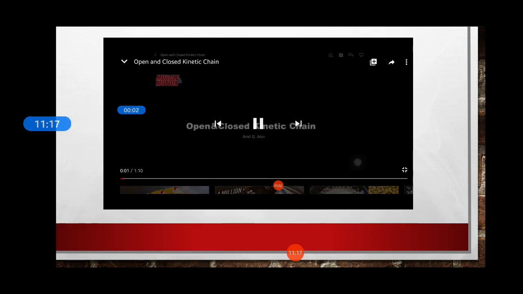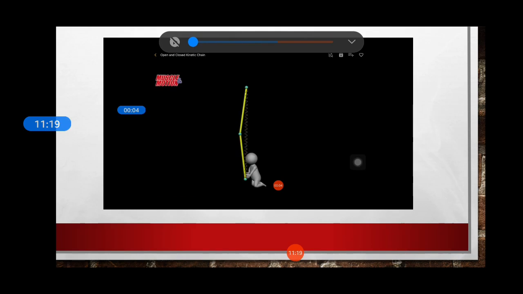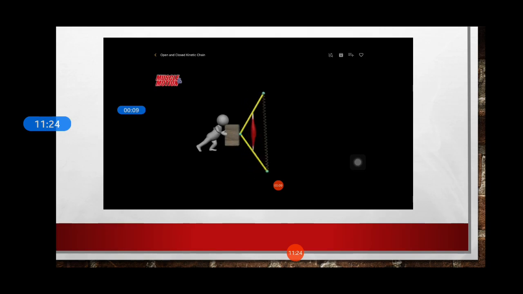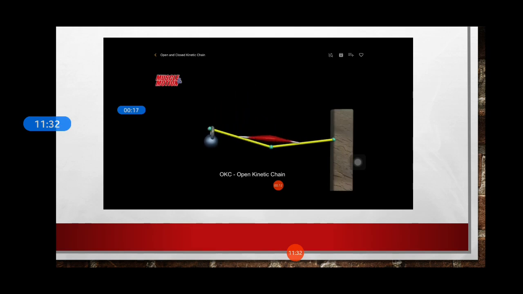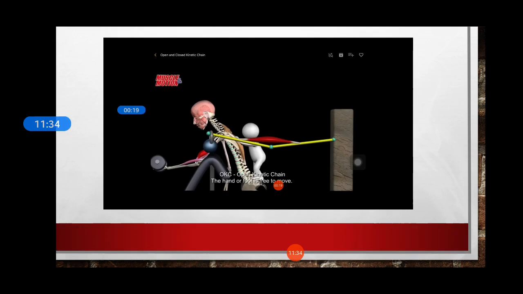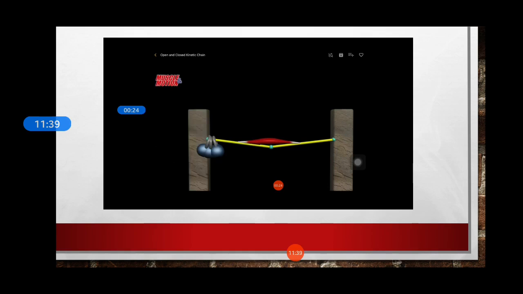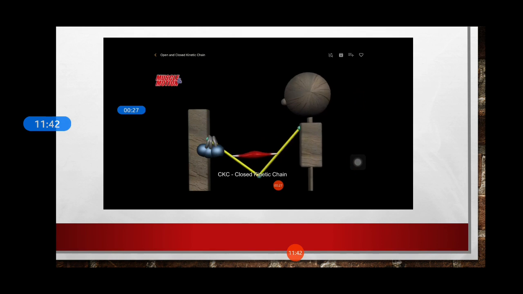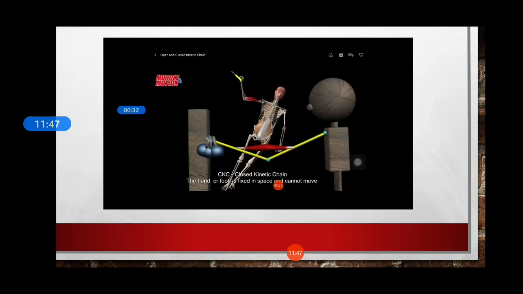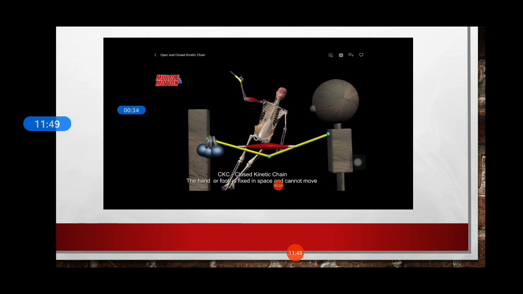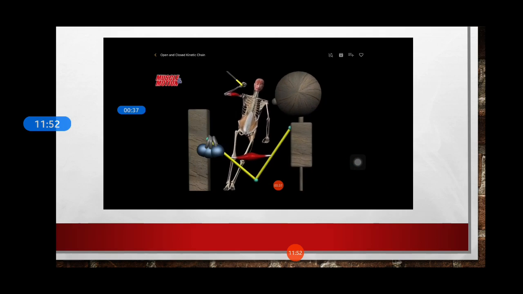Now, if we see this video, we see here how muscles are attached in our body and then fixed to a point. Now, when the activities are occurring, the muscle is pulling from both sides. We can see it in the video. In open kinetic chain exercises, the distal part is free to move. Like you can see here, the patient is performing biceps curls. If the distal part remains fixed, like here, this becomes a closed kinetic chain. The hand or foot is fixed in space and cannot move in closed kinetic chain exercises.